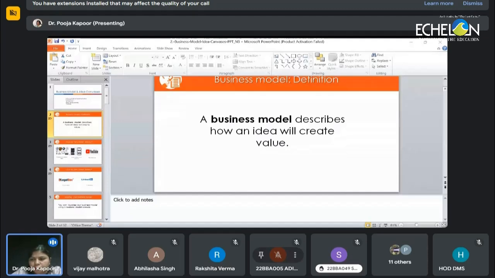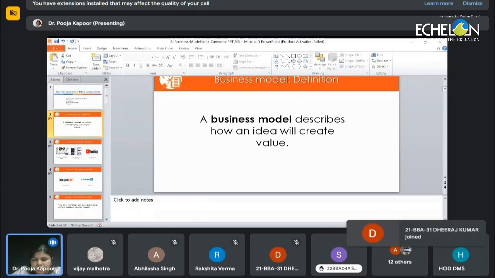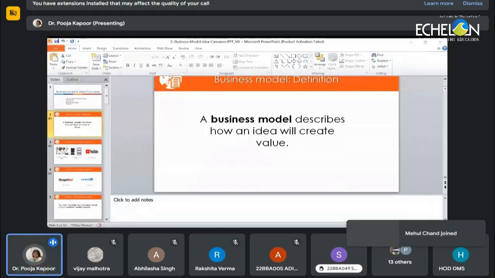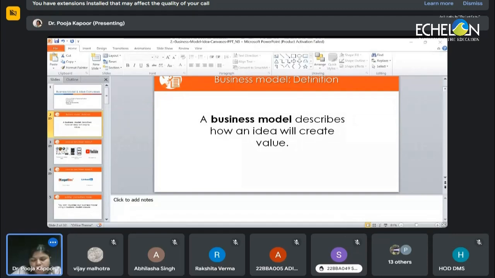So a business model describes how any particular idea will create value. A company or a business creates value, delivers value, and captures value. A business model answers questions which are crucial for strategic decision making and business operations.